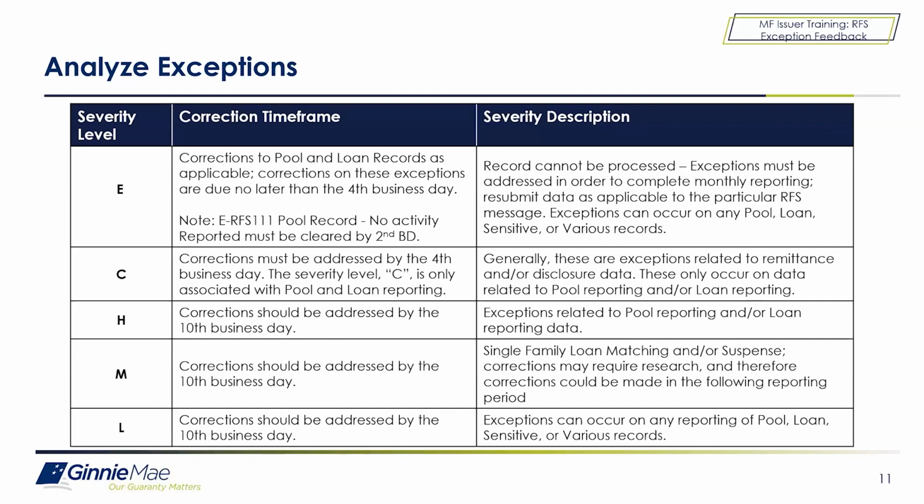High or H-level exceptions are related to pool and/or loan level reporting. Medium or M-level exceptions are related to loan matching or suspense. Low or L-level exceptions may occur on any of the information on the 4 types of records. The error and critical exceptions should be cleared either the second or the fourth business day, and the high, medium, and low exceptions should be addressed by the 10th business day.